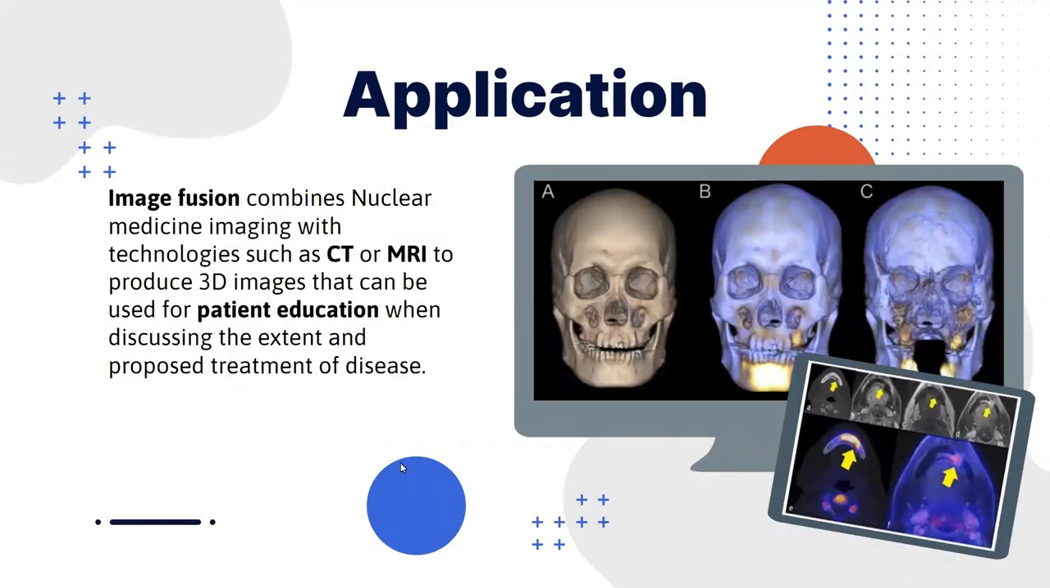Many imaging centers combine nuclear medicine images with computed tomography, or CT, or MRI, magnetic resonance imaging, to produce special views. Doctors call this image fusion or co-registration. Image fusion allows the doctor to see information from two different exams in one image. This leads to more precise information and more exact diagnosis.